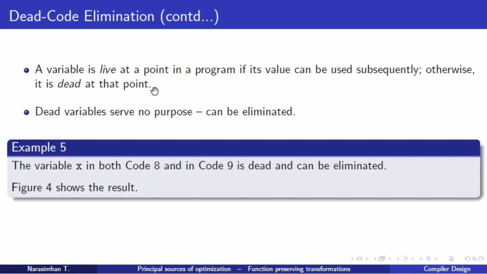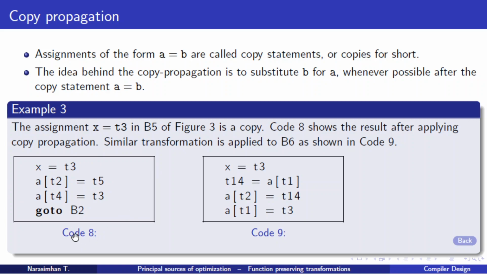So as you might guess, the dead variables can be removed from the code because they serve no purpose. Let me give an example. So remember, this pertains to the block B5 and this pertains to the block B6 of the flow graph that we have been seeing. Here in both these blocks, x is a dead variable because although we are defining x like this, x is not used subsequently. So x is a dead variable in both cases, and we can remove the assignment statement. We can remove the statement x equal to t3. You can eliminate the dead variable x.